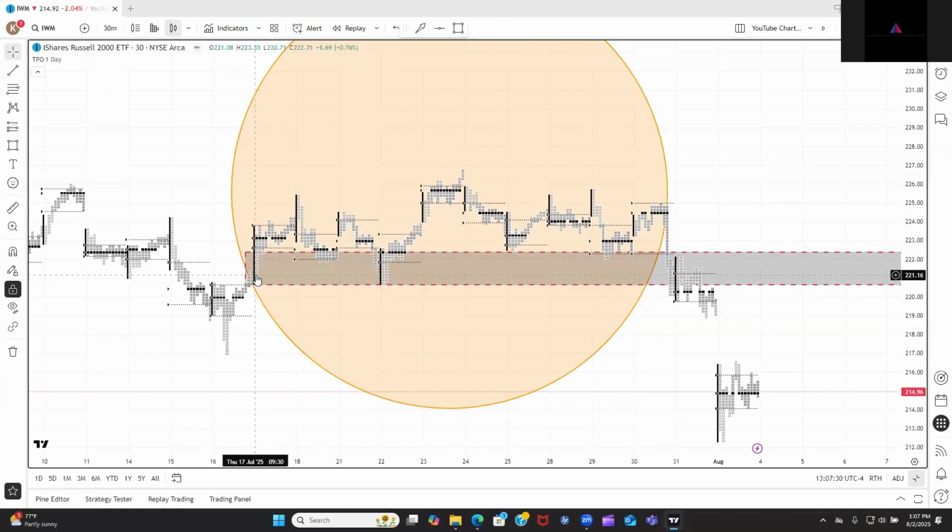This was a liquidity rejection. Price came into here, rejected it, bought some more. Sorry, there were no more sellers down here. It was all buyers, right? So buyers felt that this was a good place to purchase IWM, and did not allow price to go further down.